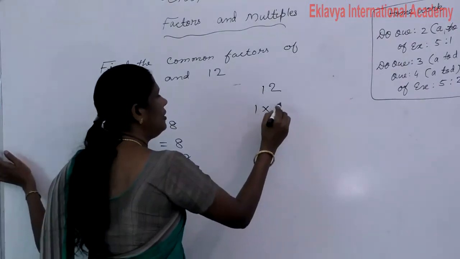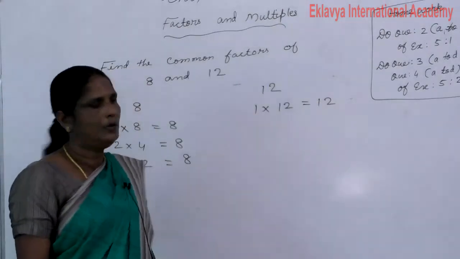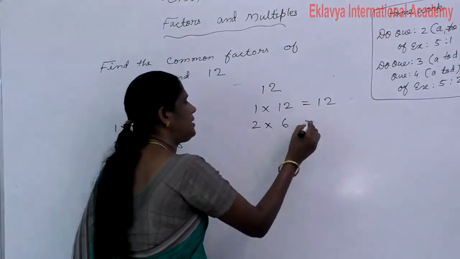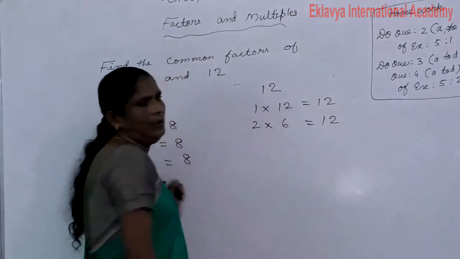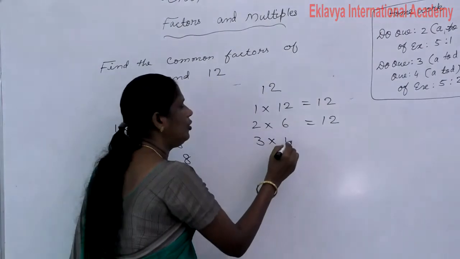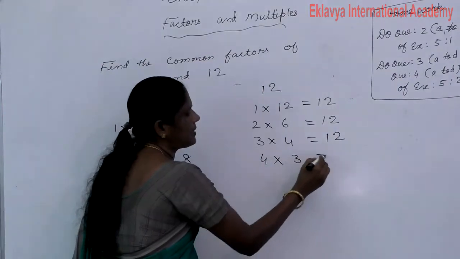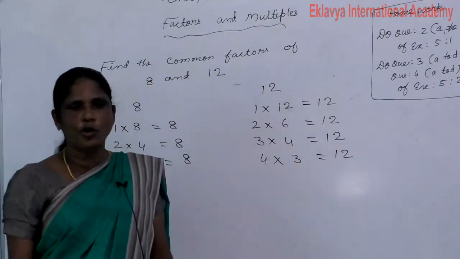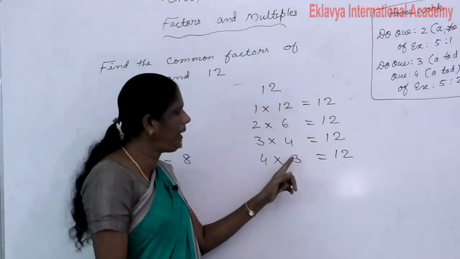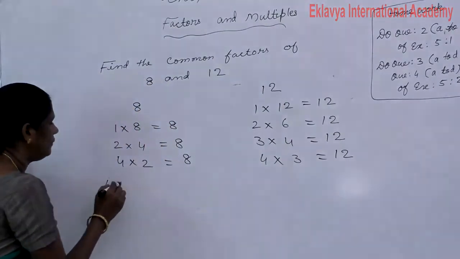Next, 12. 1 into 12 is equal to 12. Say the table of 2. How many times does it come? 6 times. 2 into 6 is equal to 12. Then say the table of 3. 3 into 4 is equal to 12. Then 4 into 3 is equal to 12. Here, do we stop? Yes. Why? Here 3 and 4 are repeated. Then you stop.